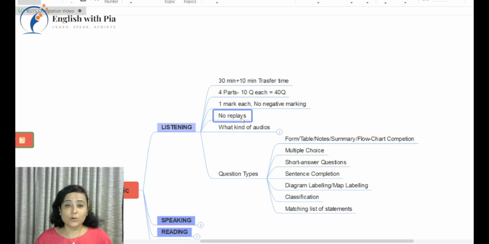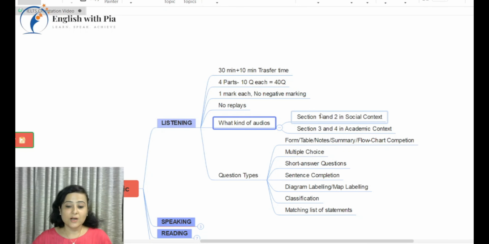All right, now this audio will not be replayed, so the first time it is played, you have to listen to it very attentively to answer the questions that are asked on your paper. Now, what kind of audios can you expect? Basically, in section 1 and section 2, the audios will be more in the social context, and in sections 3 and 4, the audios are more in the academic context. That means maybe some students will be talking to each other, or a professor will be giving a lecture or academic information or something like that.